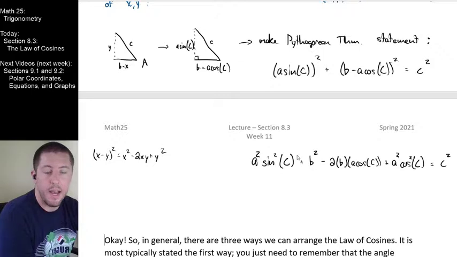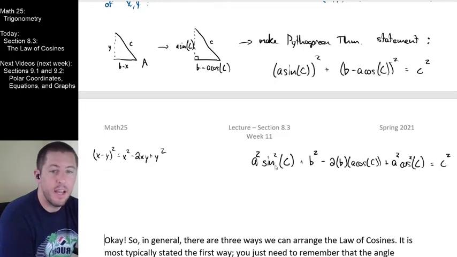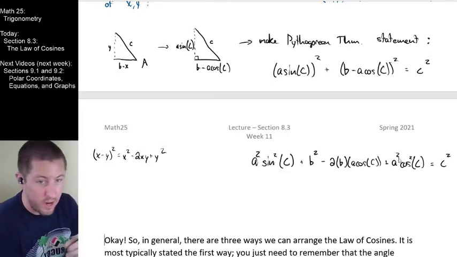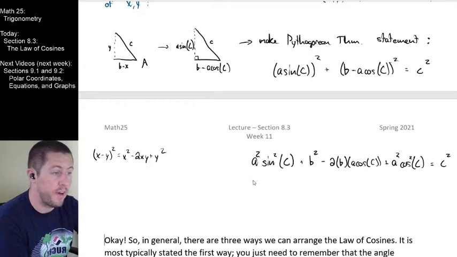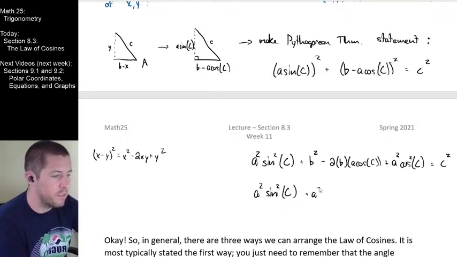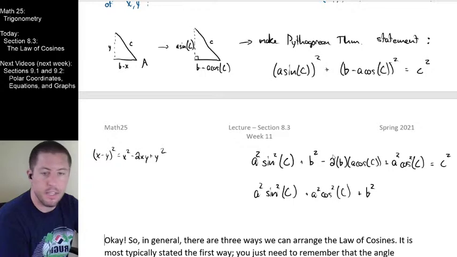As soon as I see a sine squared, I start getting suspicious that there are going to be some partners that go with that. And what I'm seeing here is a squared sine squared plus a squared cosine squared. It seems like we're adding together some sine squared and some cosine squared. So I'm going to do a little bit of rewriting. Let's group together these two squared terms. I'm going to get a squared sine squared of c plus a squared cosine squared of c. I'm just reorganizing the ordering of those terms. Plus, I've got my b squared here. And I'm going to write this in a better ordering as 2ab cosine c.